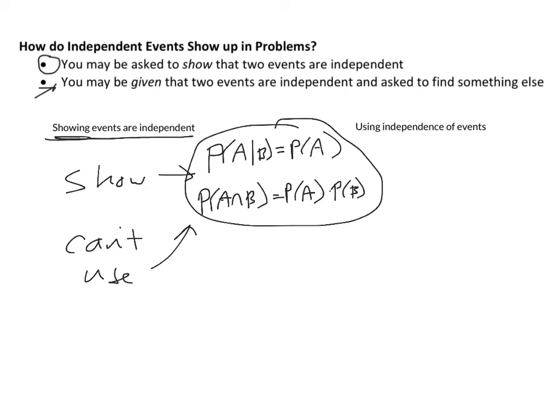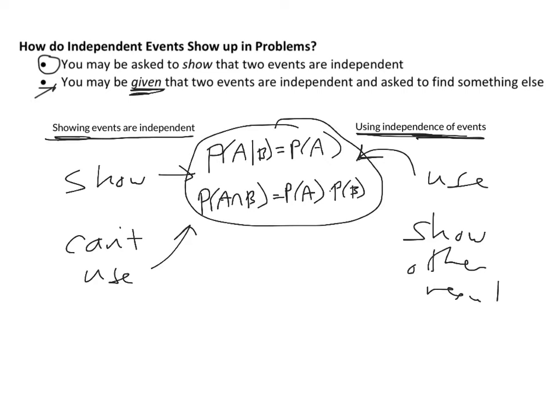On the flip side, if a problem tells you that they're independent events, if it's given to you that these events are independent, then you need to use these things to show other results. And that's going to depend on what the question is asking for. So independent events ultimately revolve around these properties, and it's a question of whether you're going to show these properties or whether you're going to use these properties.